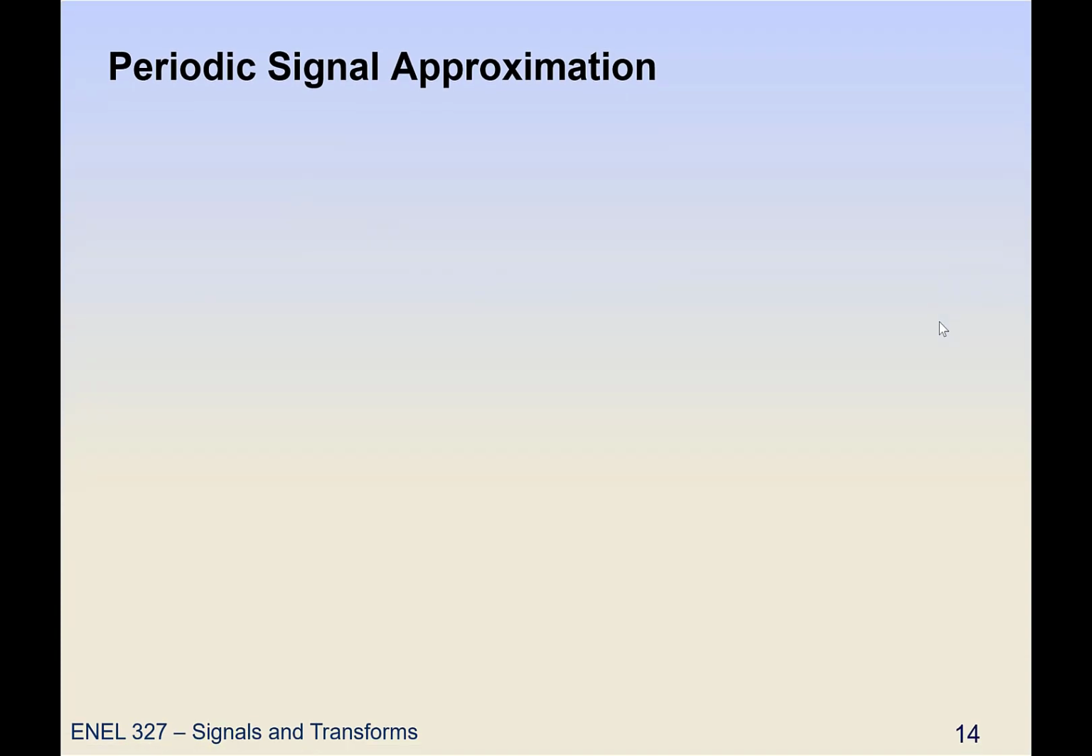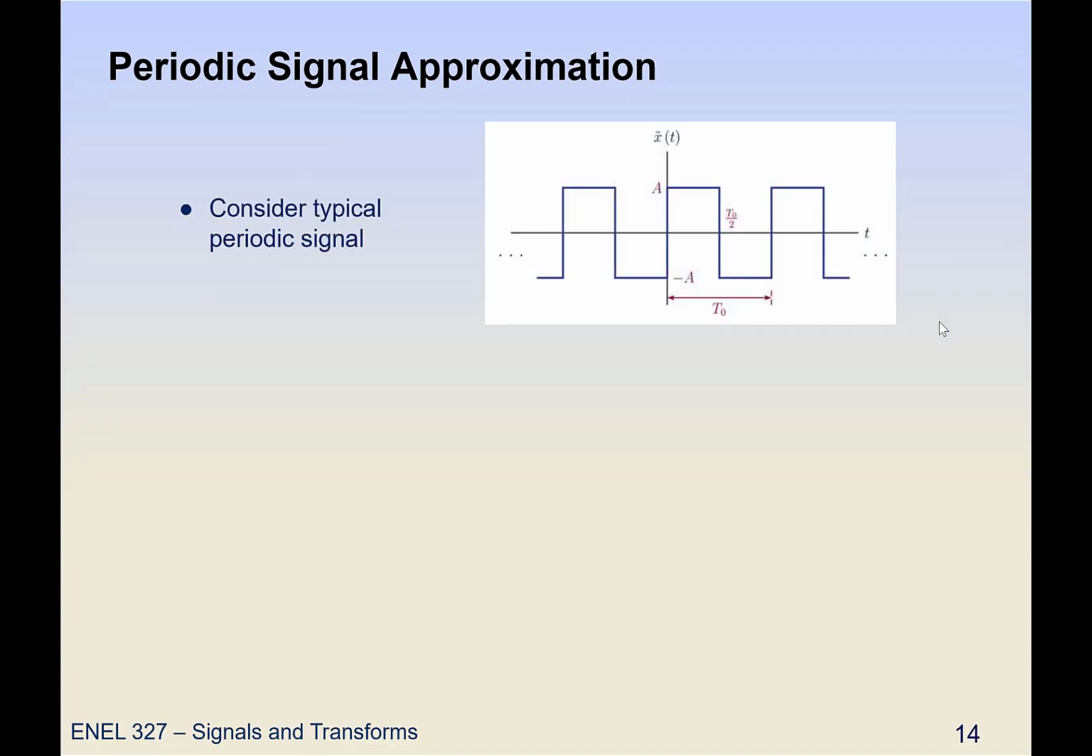So how do we do a periodic signal approximation? Well, let's consider a typical periodic signal. Here we have a binary pulse train, and it's got some defined period, t0.